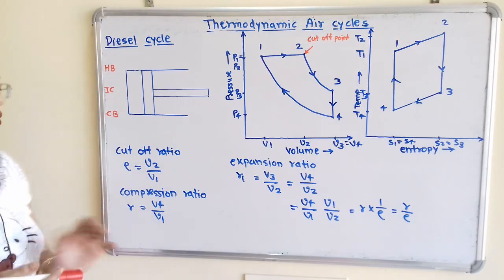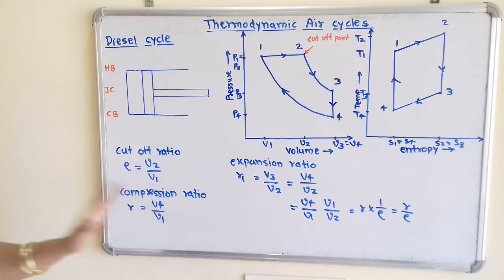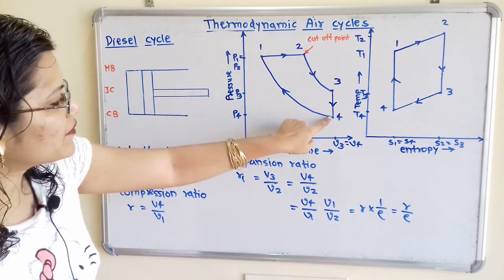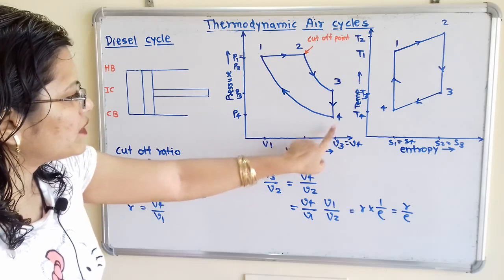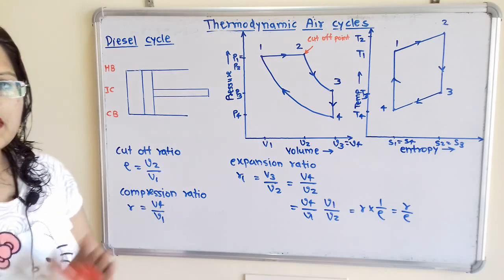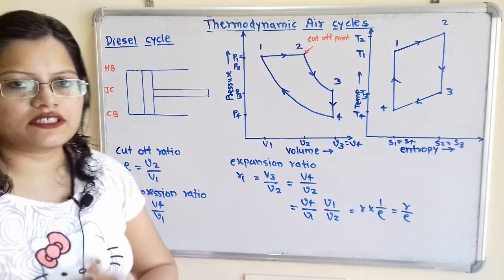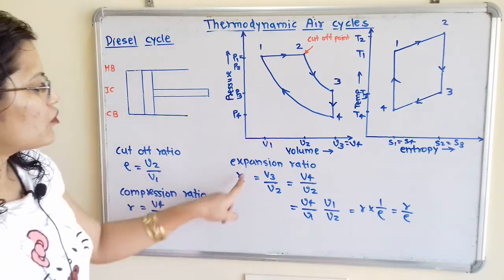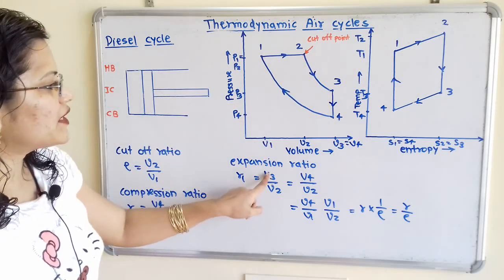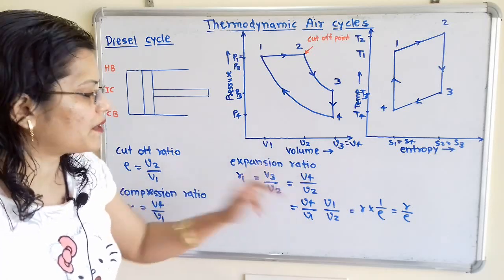Now we will move to the compression ratio. For compression ratio we give the notation r, and this compression process is taking place during the process 4 to 1. So here we take the ratio, that is V4. Here V3 is equal to V4, so we write V4 divided by V1. Then we will move to the expansion ratio. During the process 2 to 3 expansion is taking place. So we give the notation r1 is equal to V3 by V2. Now this V3 is nothing but V4, so we write V4 by V2.